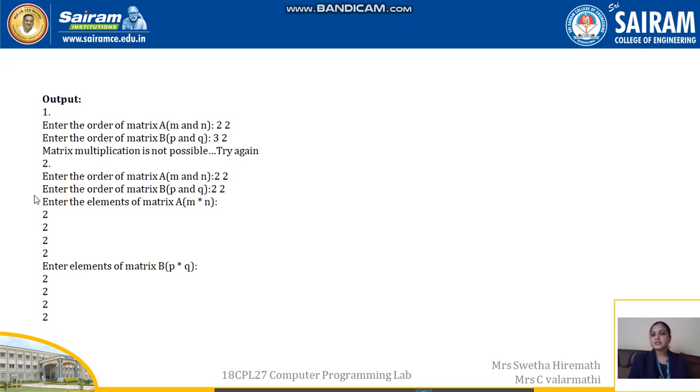The second sample output: enter the order of matrix A, 2 and 2 I have given. Enter the order of matrix B, p and q values I have taken as 2 and 2. Then enter the elements. First we have to check it. n value is 2 and p value is 2. Both are equal, so we can continue with our multiplication. Enter the elements of matrix A: 2, 2, 2 and 2. Enter the elements of matrix B: 2, 2, 2 and 2.